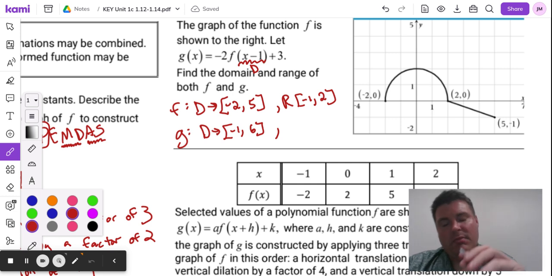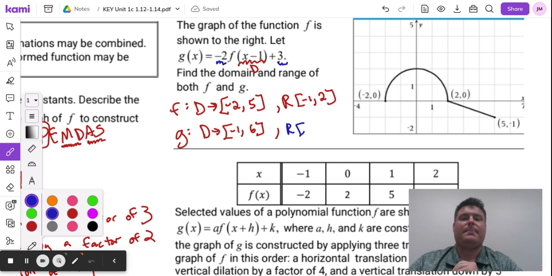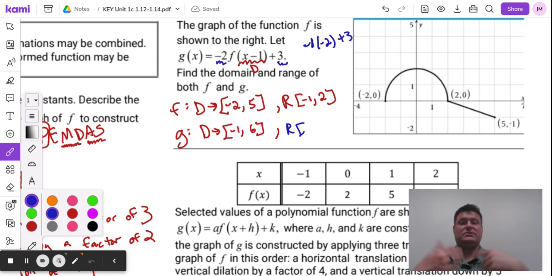For the range, I might need to show a little more work for this one. The range, I'll do that one in blue. I'm going to make sure this is in the right order: multiply by -2, which means that I'm reflecting it over the x-axis, then add 3. So I'm going to do -1 times -2, and then add 3. So -1 times -2 is 2, plus 3 is 5. I'm not going to write it down yet because I want to do this in the correct order.